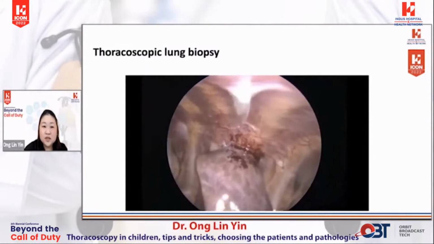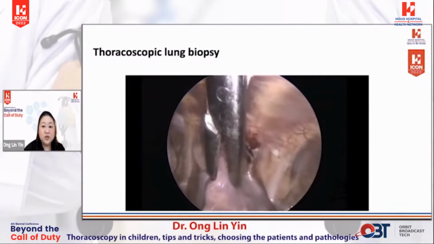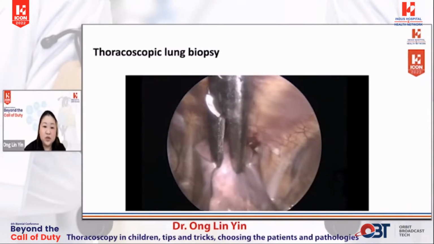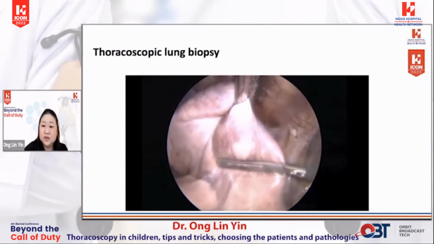So on introduction of the scope, the site of the lesion is evident, and after detachment from the posterior chest wall, the lesion is held with an artery, so you don't necessarily need to use standard laparoscopic instruments.